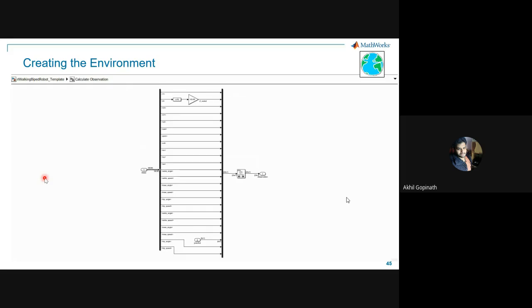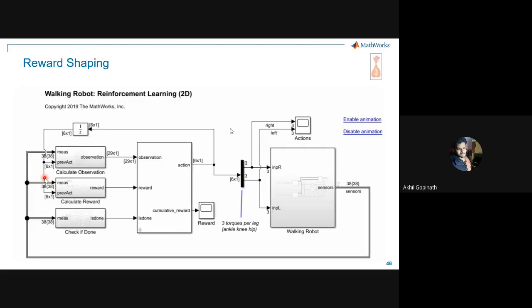Right now, what I'm going to show you is how we are able to put it across in a computational environment. The first step, which is one of the most important steps, is to create the environment. Once that is done, the second most important step is designing the reward. So let's see how we design the reward for this particular robot.